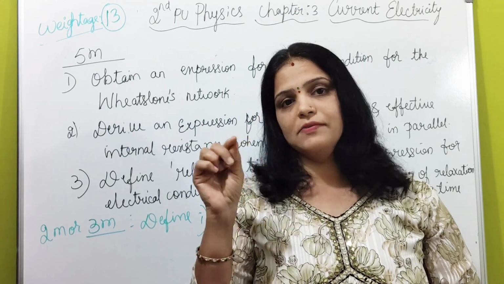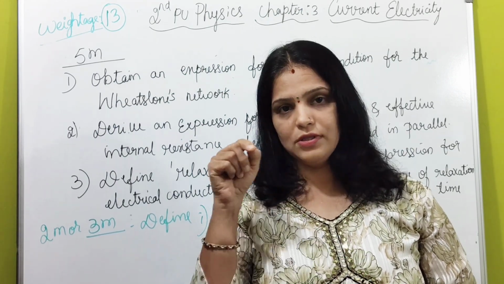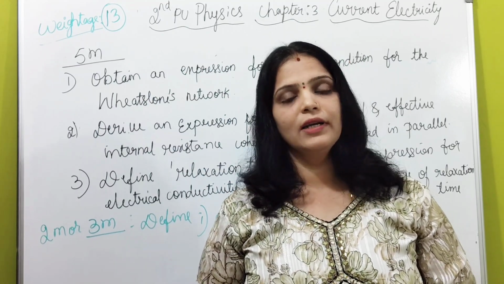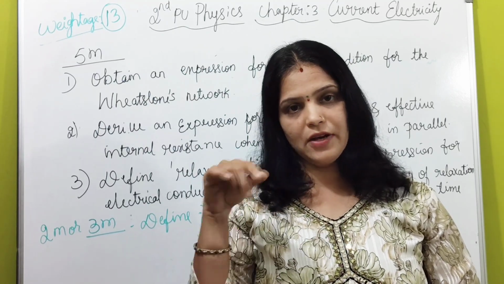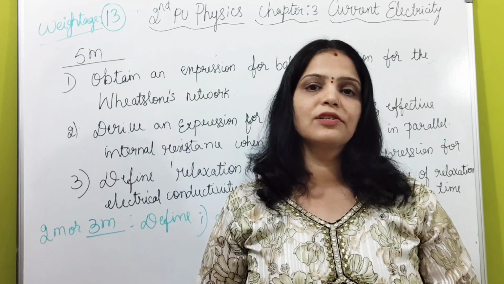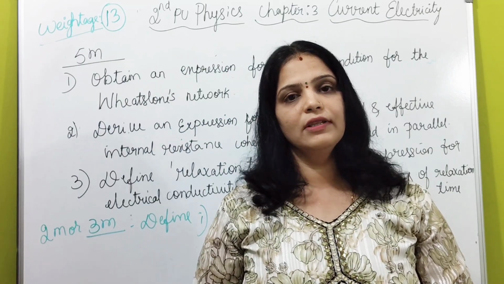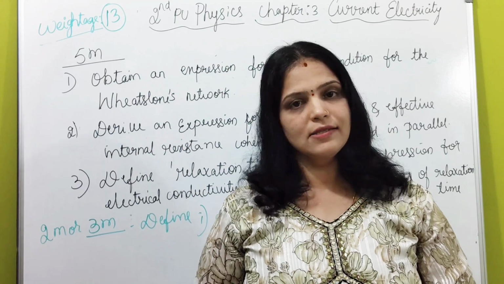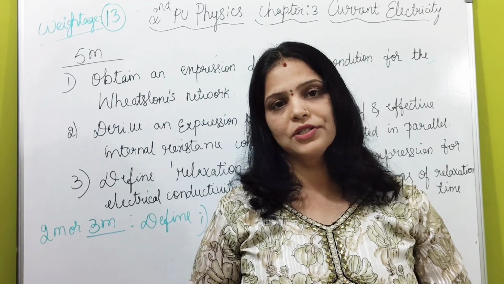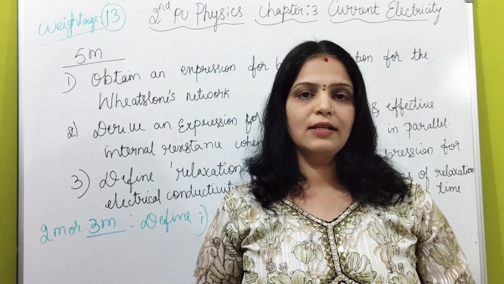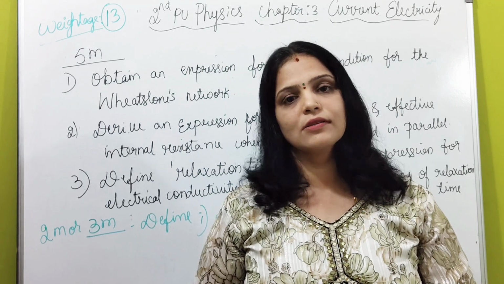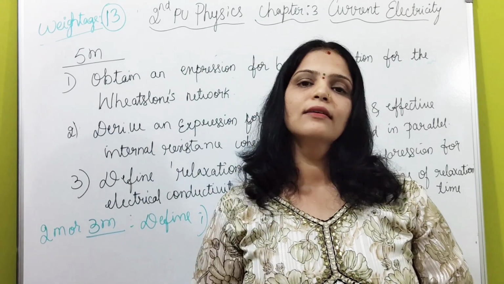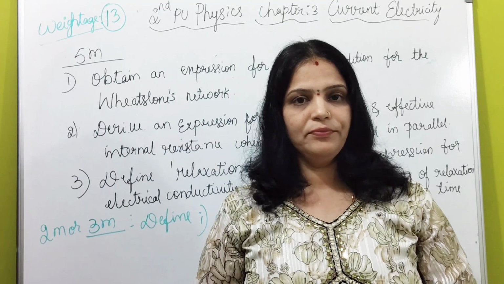Write resistance properly. Circuit includes one cell as well as galvanometer. Labeling is very important. And put a direction of currents. Put arrow mark for the direction of current. 1 mark for that. And use Kirchhoff's first law as well as second law to arrive at the condition of the electrical network. That is P by Q is equal to R by S, if P, Q, R, S are the resistances of the network.